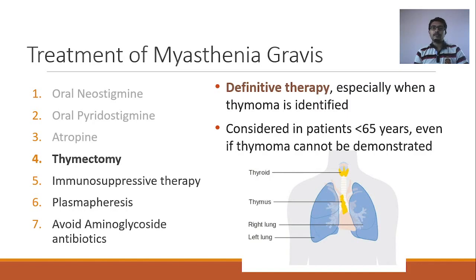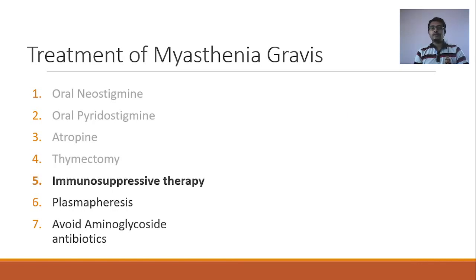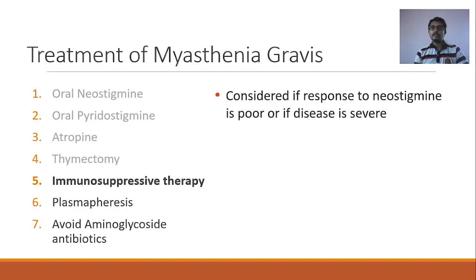Next is immunosuppressive therapy. Remember that myasthenia gravis is an autoimmune condition, so we can try immunosuppressive therapy to suppress the autoantibody generation or even remove the autoantibodies. This is not again the first line therapy. First line therapy is always neostigmine. If the response to neostigmine is poor, or if the disease is severe, we can consider immunosuppressive therapy.